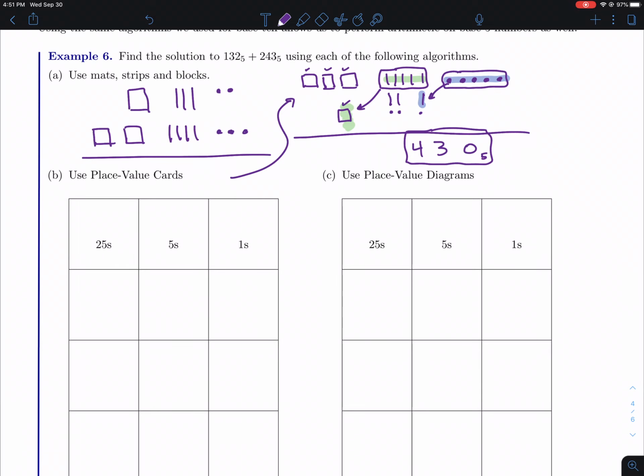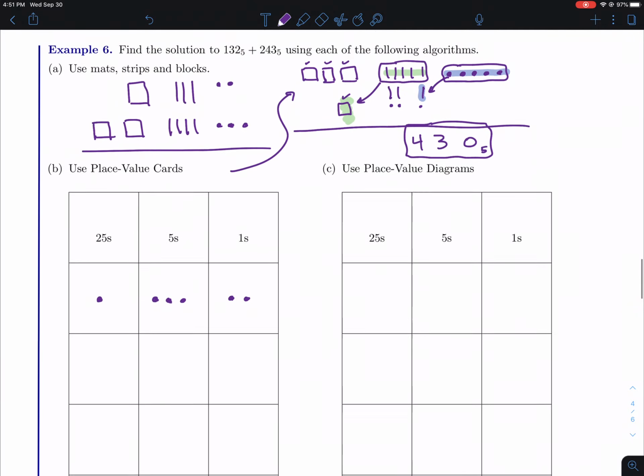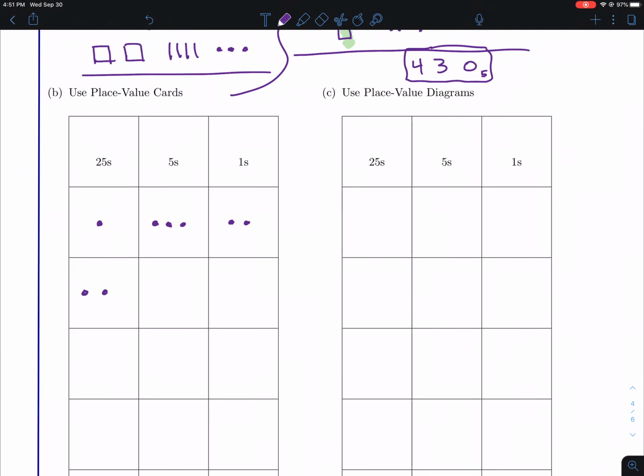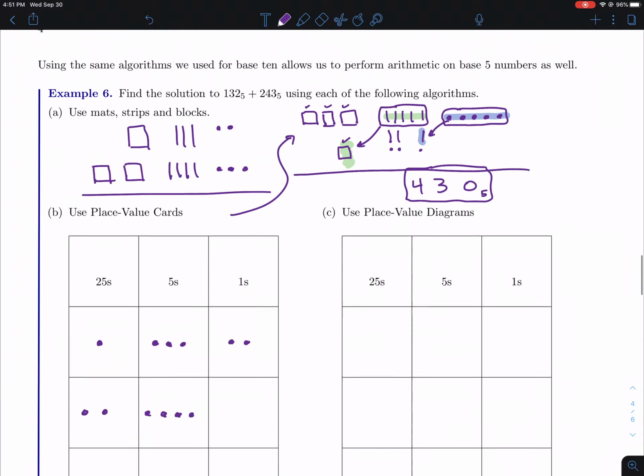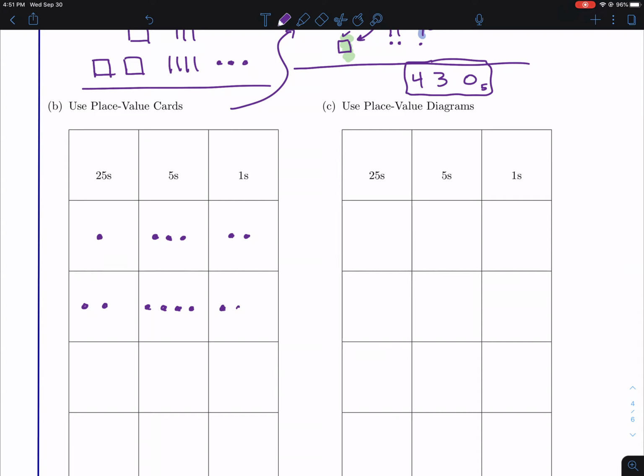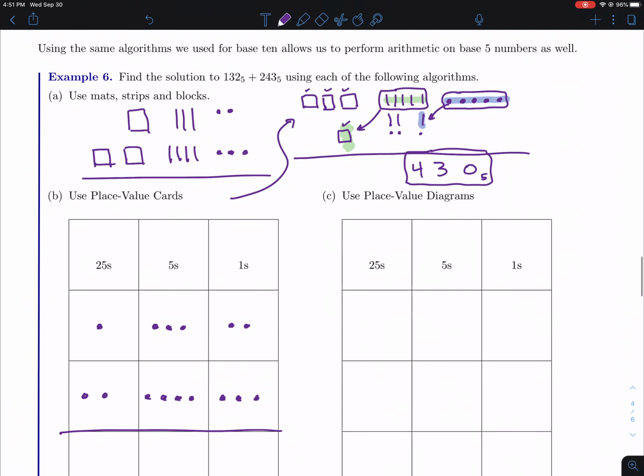So, in this case, 132 base 5 would just look like 1 dot in the 25s, 3 dots in the 5s, 2 dots in the 1s, and then 243, we get 2 dots in the 25s, 4 dots in the 5s, and then 3 dots in the 1s. And then again, just do kind of like we did above, just bring all the dots down and then regroup at the end, where if we were doing place value diagrams, we would actually just write the numbers in there.